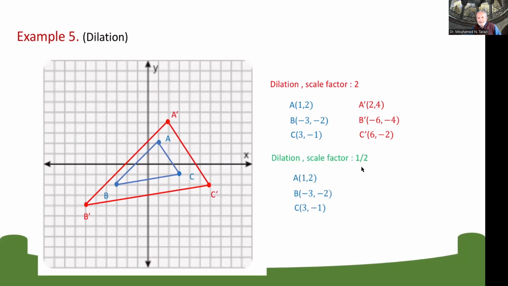Now let's see factor of 1/2. 1, 2 will be 1/2, 1. -1.5, -1. 1.5, -1/2. Join them. It's shrunk. It's smaller.